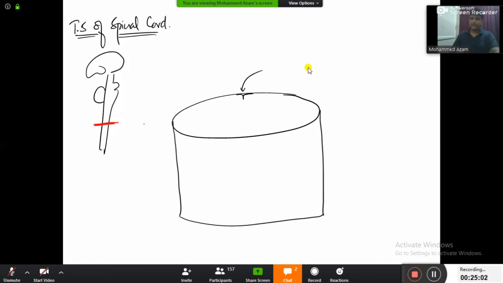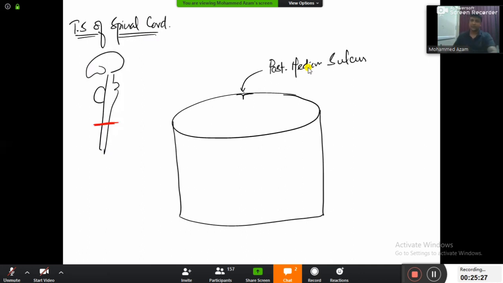Okay. And this slight depression posteriorly, what is the name of this one? This one is known as the posterior median, exactly in the middle. That is why median, and it is a slight depression, therefore sulcus. So posteriorly you'll be having a slight depression, and that is known as the sulcus. Posterior median sulcus. Is it okay?